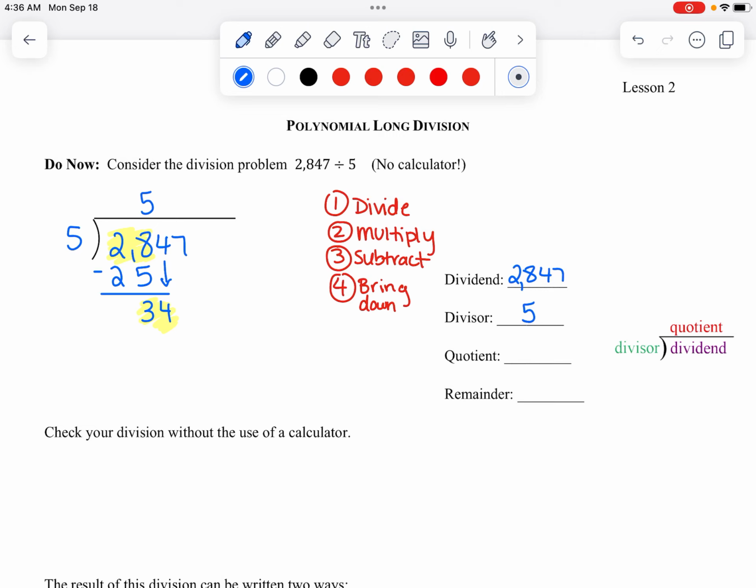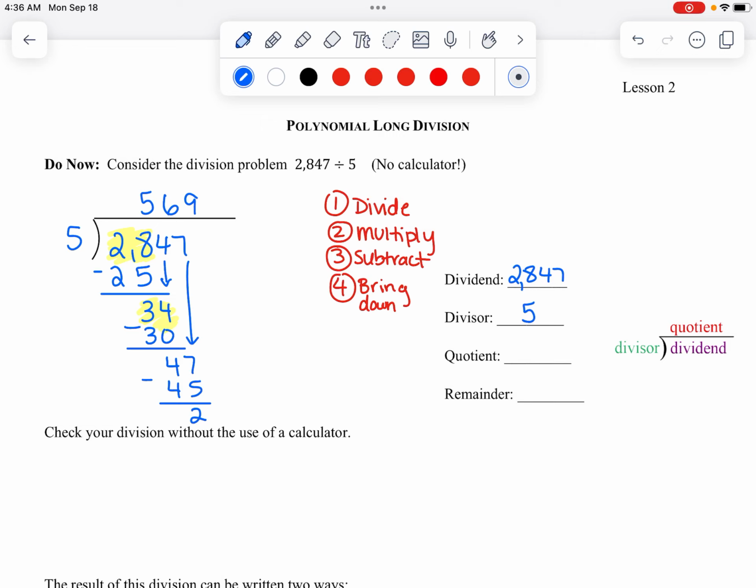Now we're going to start with the 34. Dividing 5 into 34, that would go in evenly 6 times. Since 6 times 5 is 30, there's my multiply step. Then let's subtract. 34 minus 30 is 4, and then let's bring down that 7. So we're going to do this one more time. 47 divided by 5, it can go in as much as 9 times, since 9 times 5 is 45. Subtract. And then we cannot continue with the division, since 5 can't divide into 2.